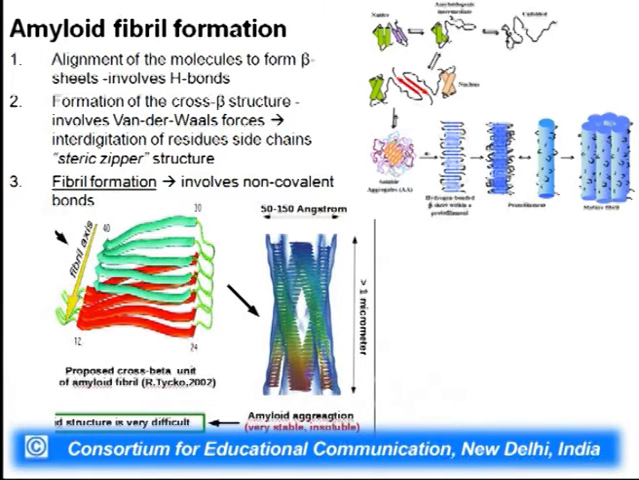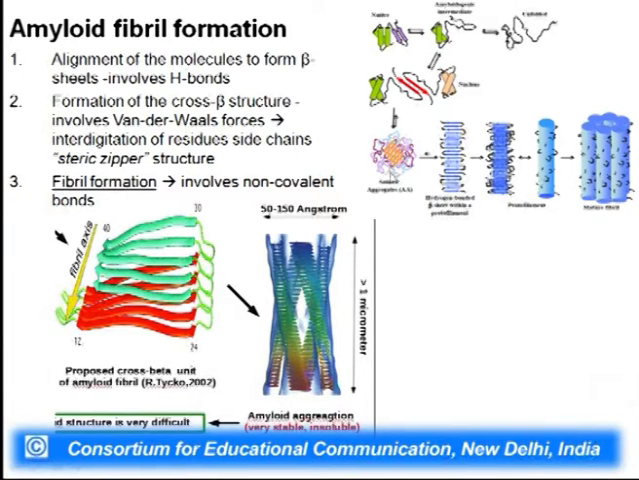Then there is a cross beta structure, as you can see in the diagram here. This is a cross beta unit, and this involves van der Waals forces, and there is a steric zipper-like structure formed between the two polypeptide chains, and eventually this cross beta structure further forms the fibril, and further non-covalent bonds are formed, and as you can see, a very stable insoluble aggregate is formed.